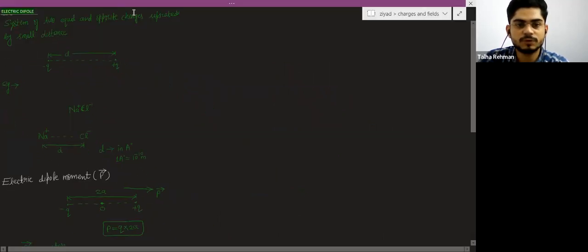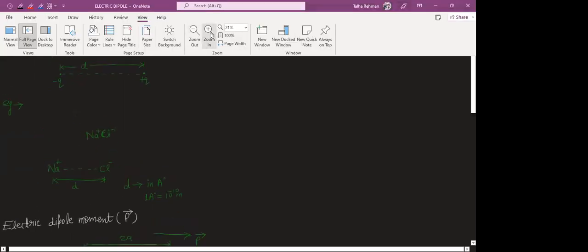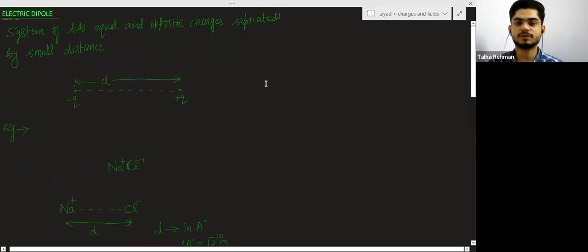Electric field due to dipole. This is a very easy topic.